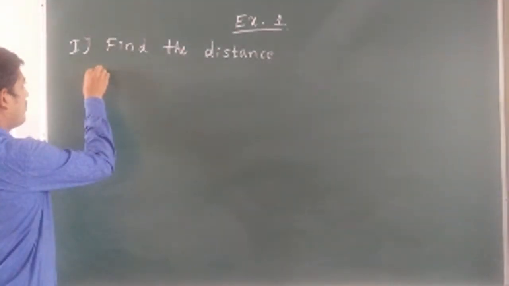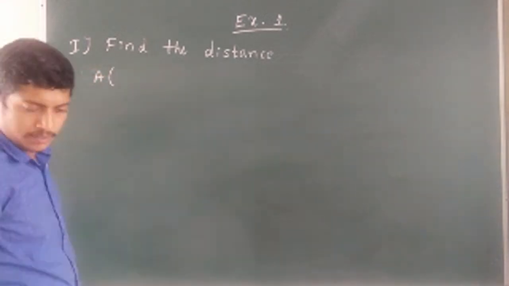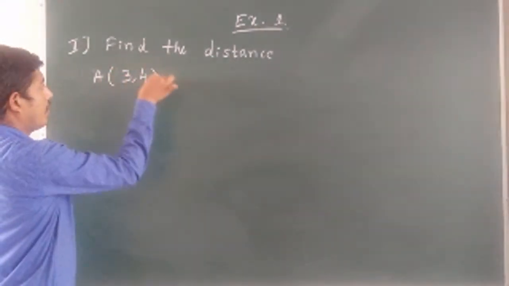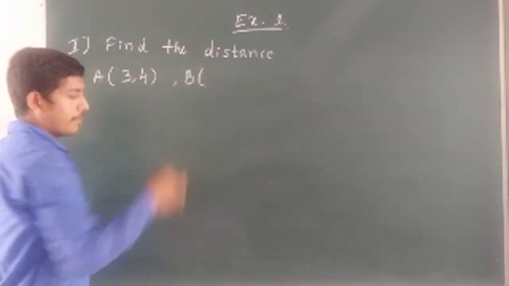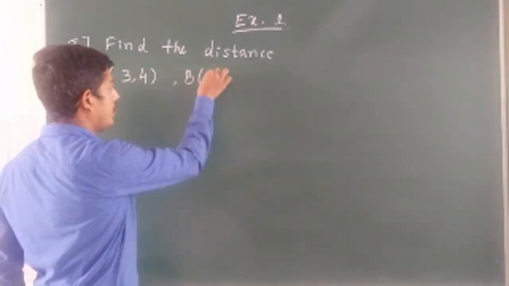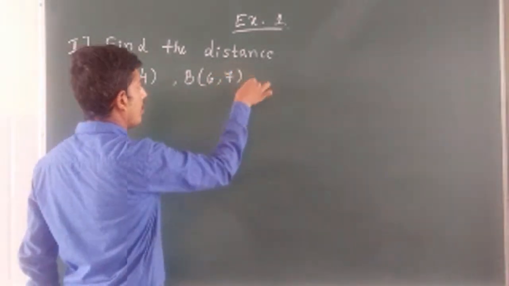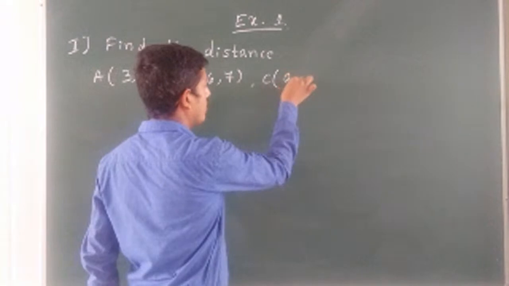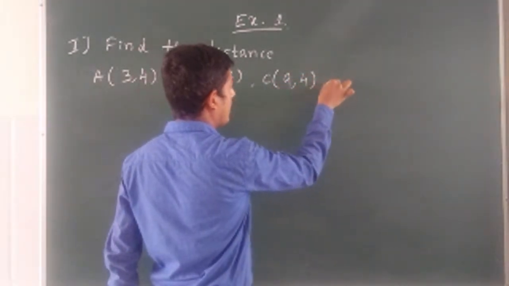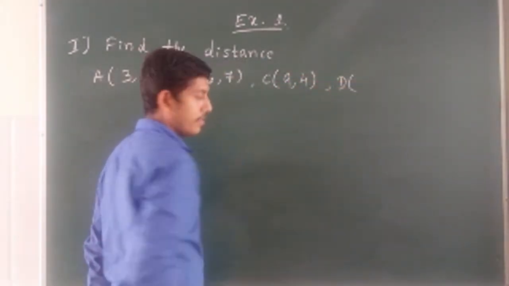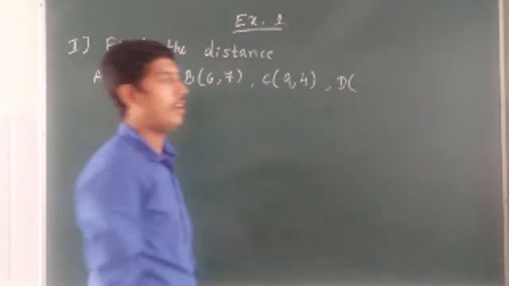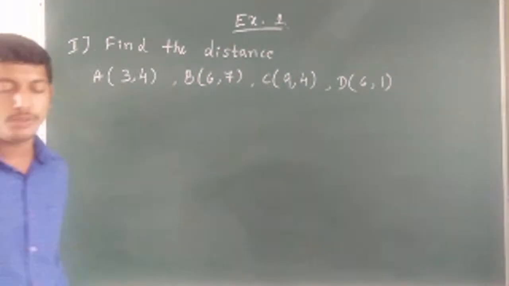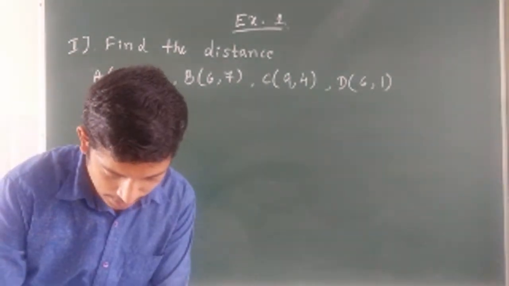From that figure, we will get the coordinate points as: point A is 3, 4, point B is 6, 7, point C is 9, 4 and point D is 6, 1. So these are the 4 points. By using that graph, we will find that.